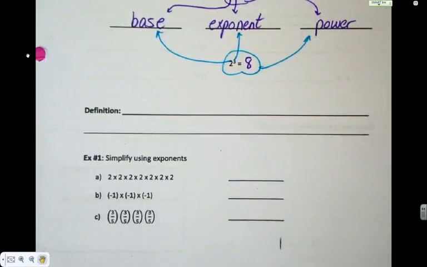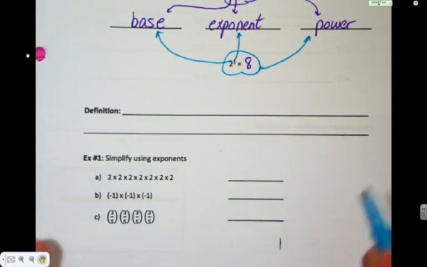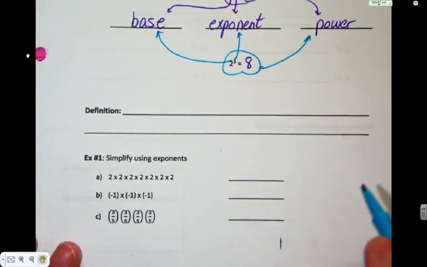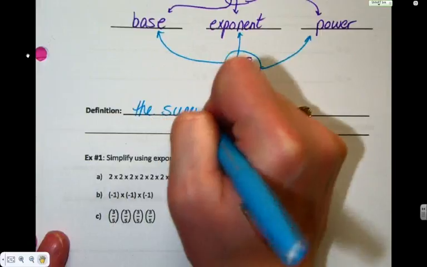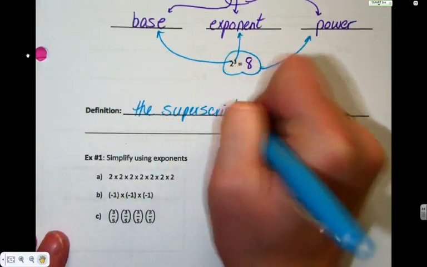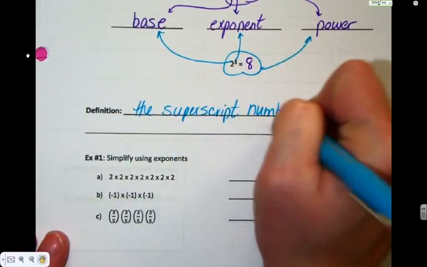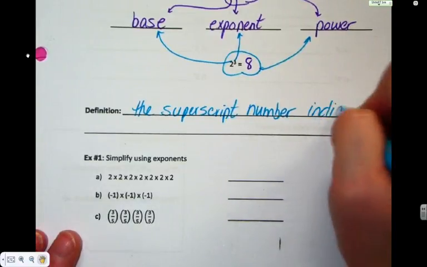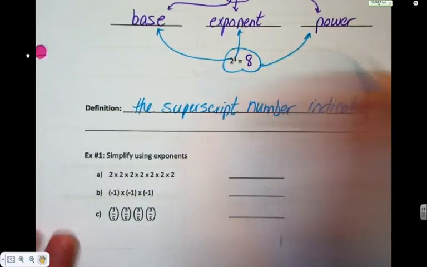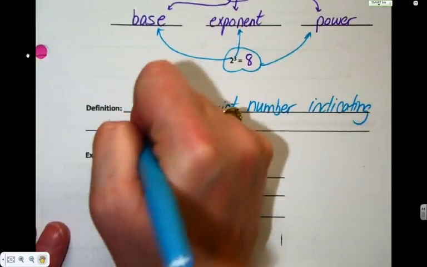What's the definition of an exponent? So we looked at this last unit. You guys tell me. The superscript number indicating repeated multiples. Good memory. A superscript number indicating repeated multiplication.